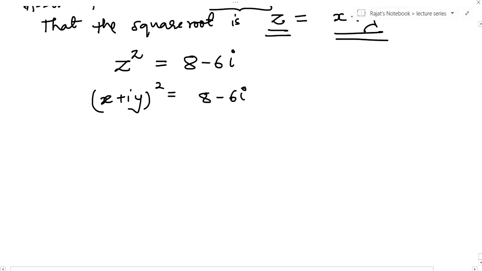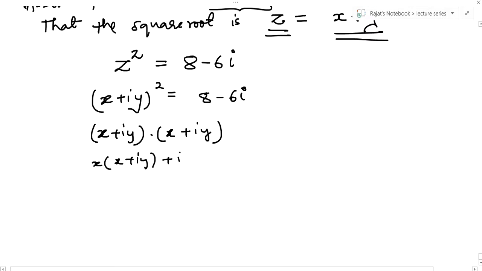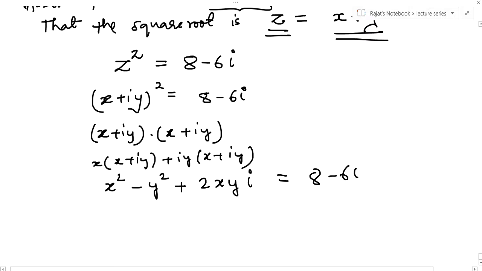Let us square the left hand side. So (x plus iy) square is nothing but (x plus iy) into (x plus iy). Let us split it: x into (x plus iy) plus iy into (x plus iy). You solve it, I know the result, so I'll write the result directly. x square minus y square plus 2xy into i. This is equal to 8 minus 6i.